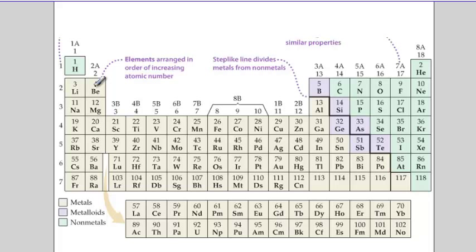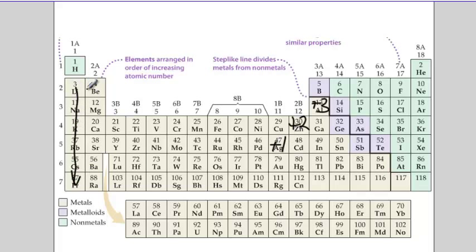These guys do not need a Roman numeral. Aluminum does not need a Roman numeral. And let me tell you another couple of exceptions. Zinc, always a +2. Aluminum's always a +3. Silver is always a +1.